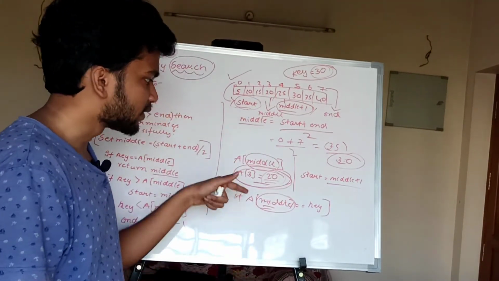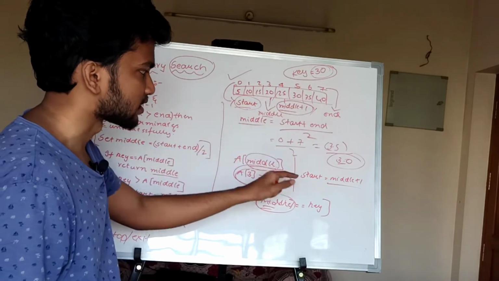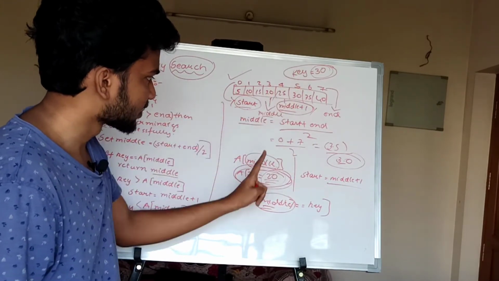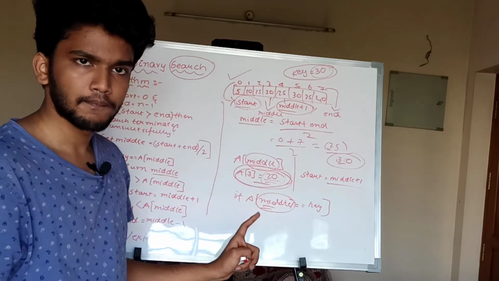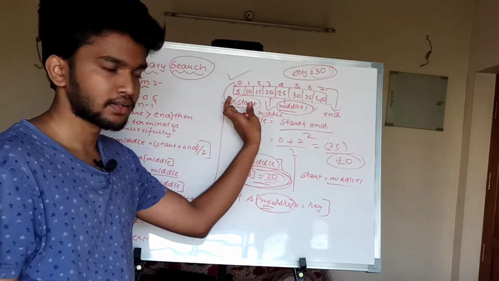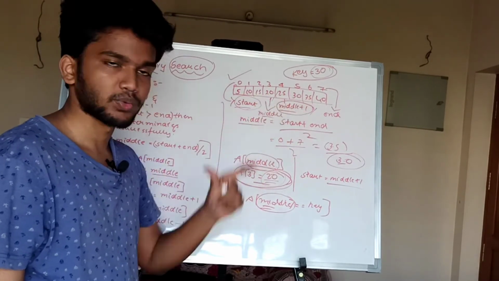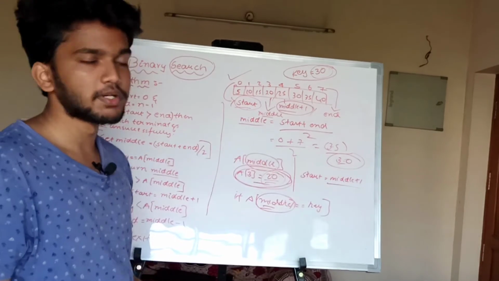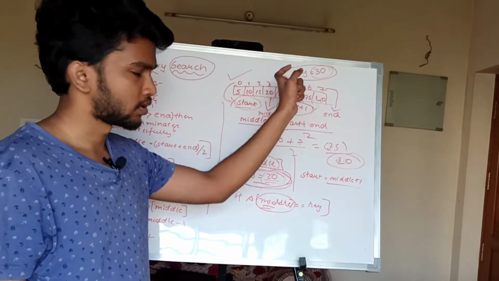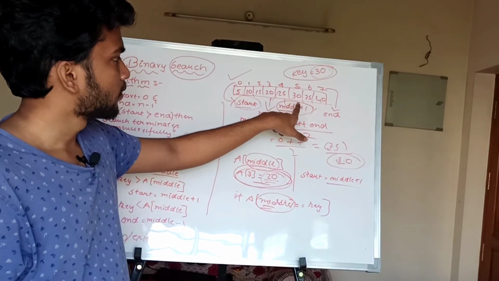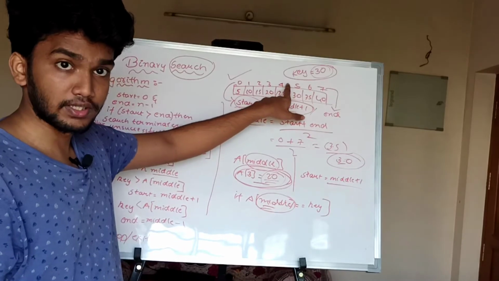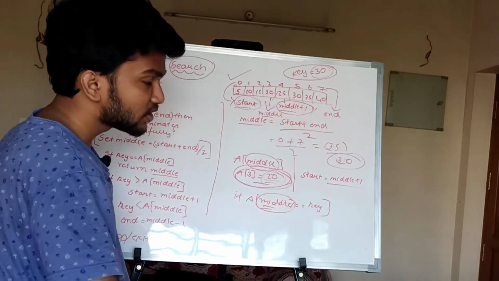After that we enter another condition: if key value is greater than a of middle, move the start to middle plus 1, assign start equals middle plus 1. Initially start is equal to 0, now start will go to middle plus 1. Now middle plus 1 is 4 and the value there is 25. Again you will perform it.